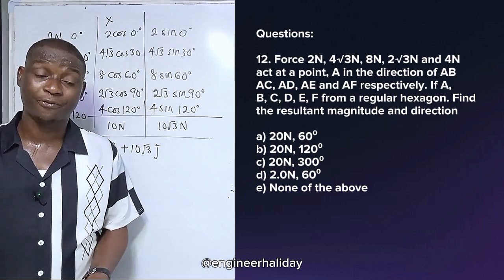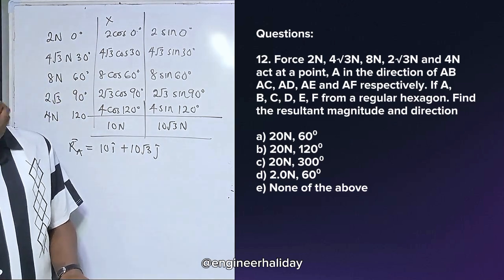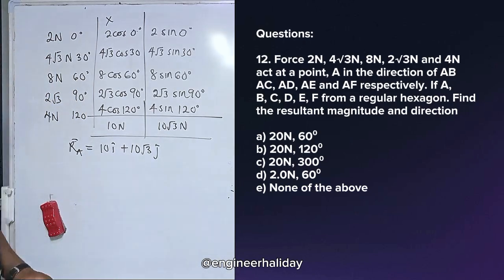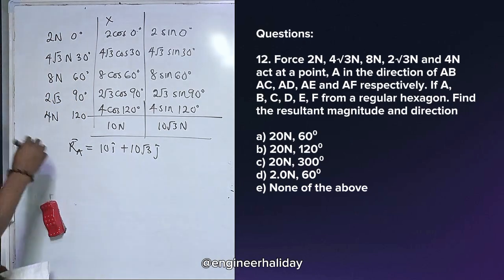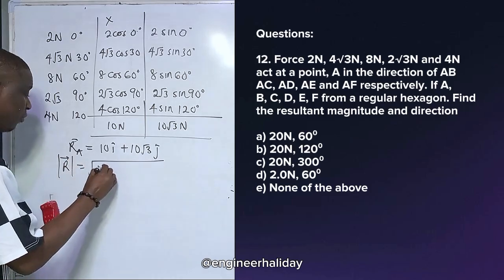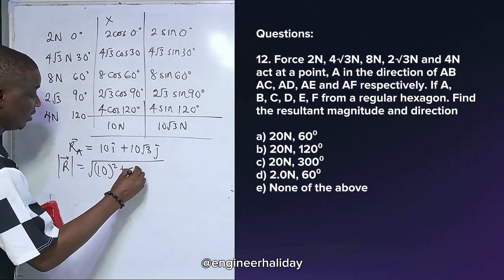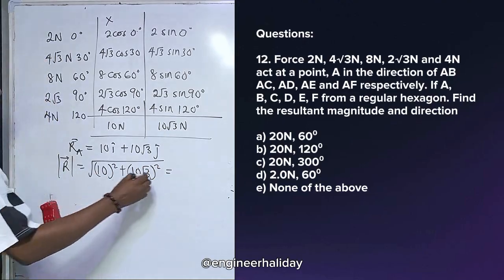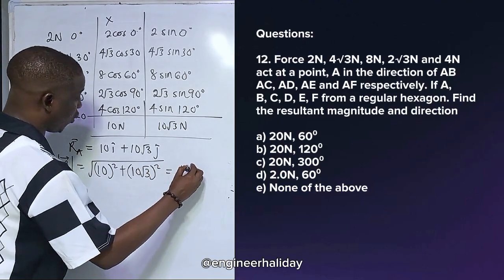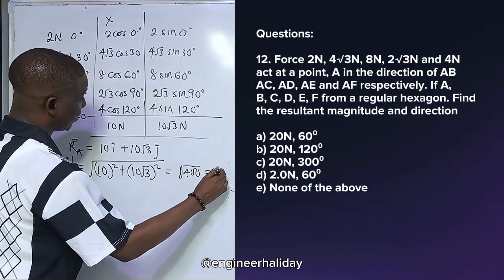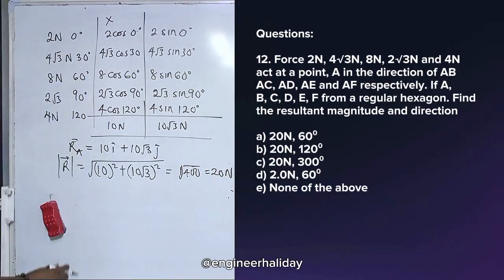Having gotten our resultant force, it makes the work very easy. So we can now find the magnitude. The magnitude is the square root of 10 squared plus (10 root 3) squared, which is the square root of 400. And that will give us 20 Newton. That is it.